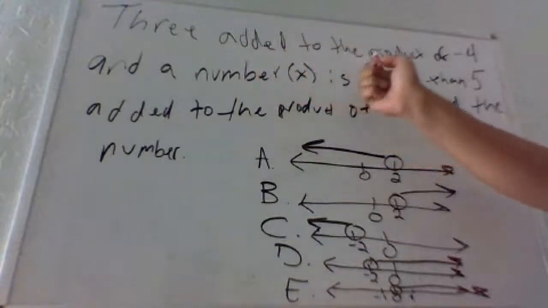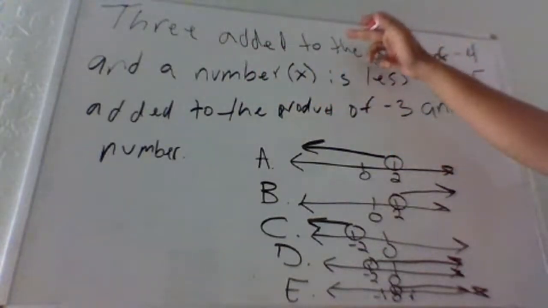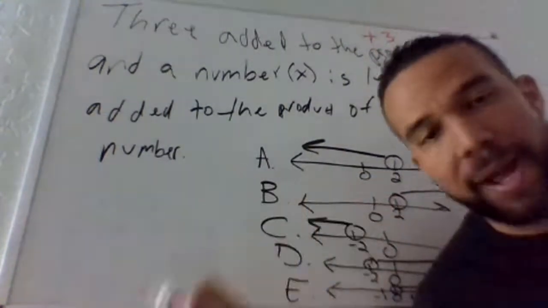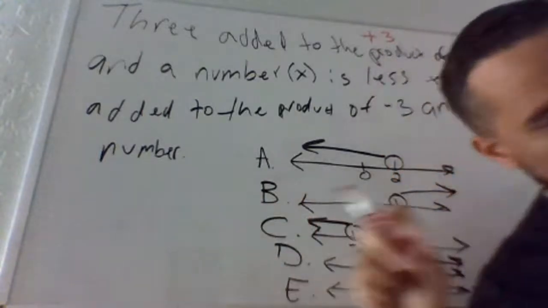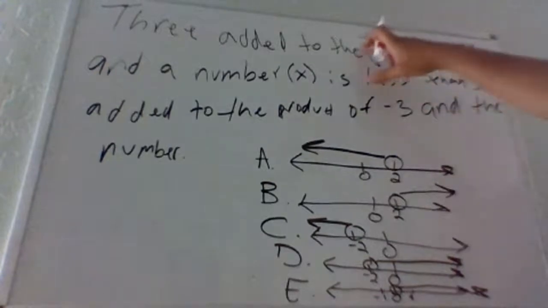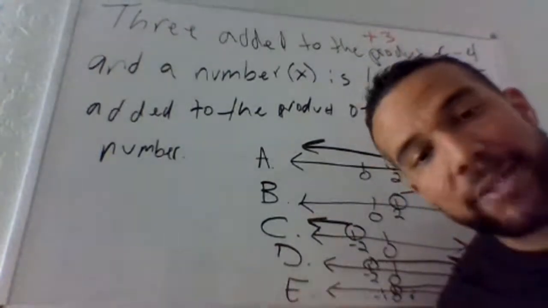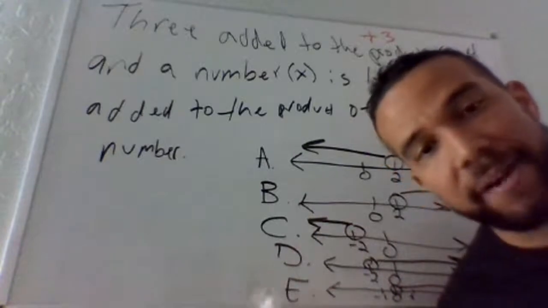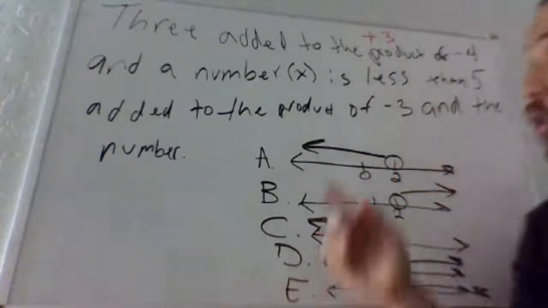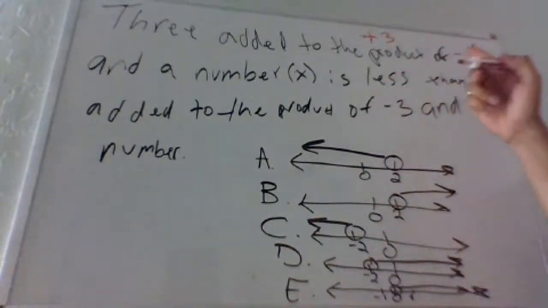3 added to the product. Okay, so 3 added. So we're going to add these. Product, if you don't know this, is the answer when you're multiplying. Okay. So 3 added to the product. Product is the answer when you are multiplying. That's very important to know. Write that down if you don't. Anytime you multiply two things together, the answer is called the product. So we know we're going to be talking about multiplication.